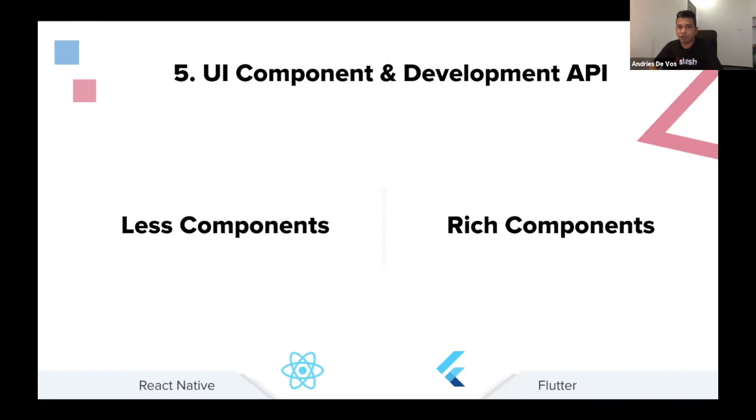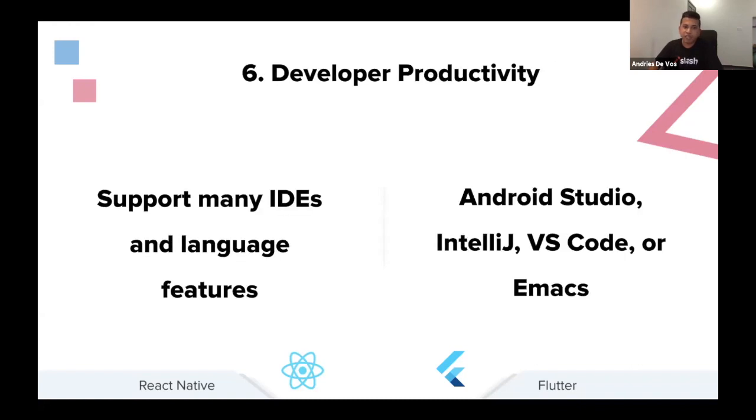Number six, developer productivity. For React Native, I think there's many IDE support for the language features that you can find online. And for Flutter, I think it supports only Android Studio, IntelliJ, and VS Code or Xcode. If you install Flutter on another IDE or text editor, it's okay, but you just miss the better experience for Flutter, such as syntax highlight, widget editing assist, run and debug support, and much more.